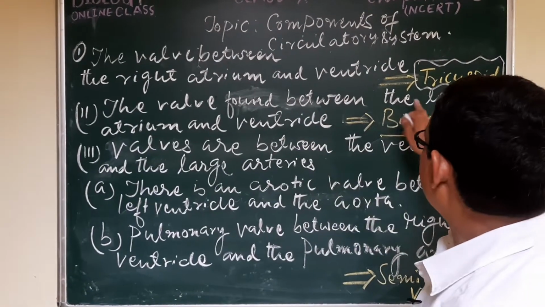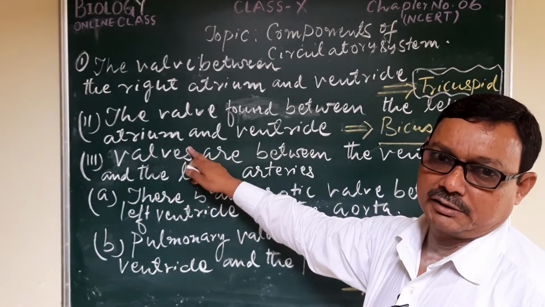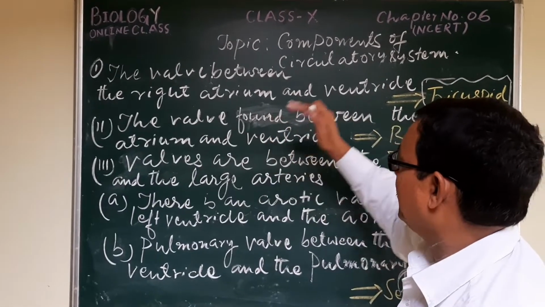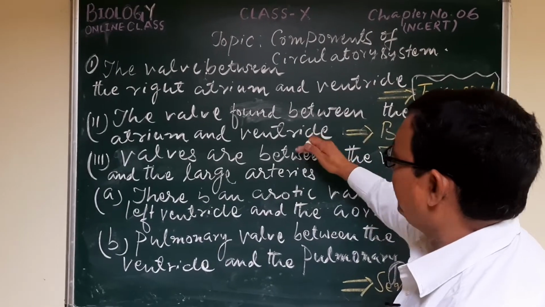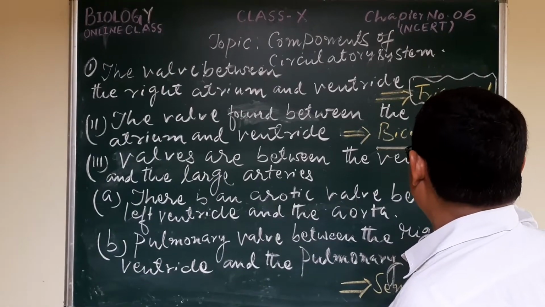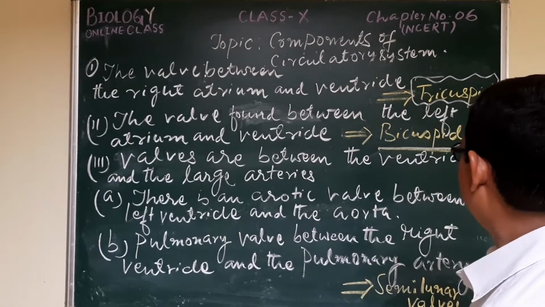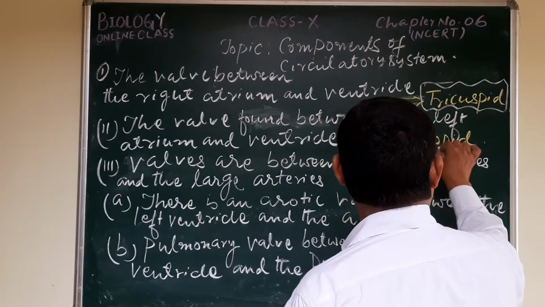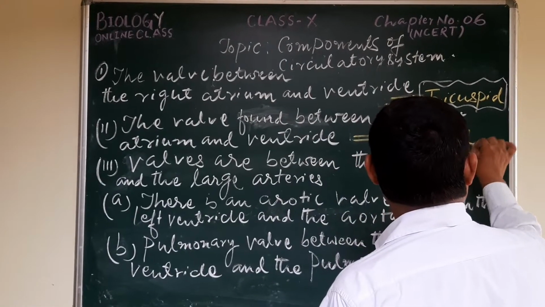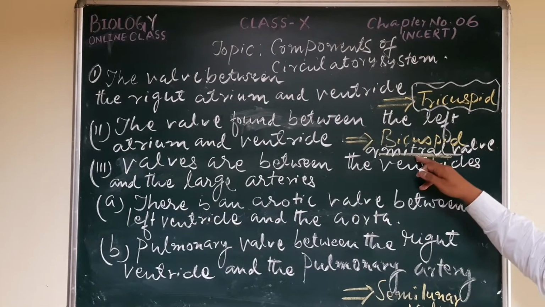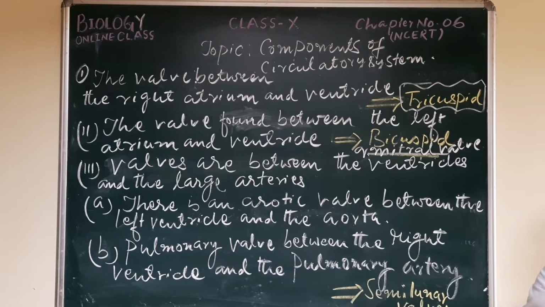The valve found between the left auricle, left atrium, and ventricle is again a valve that is known as bicuspid. It is also known as the mitral valve. So this one is the second important valve which is present between the cardiac chambers.